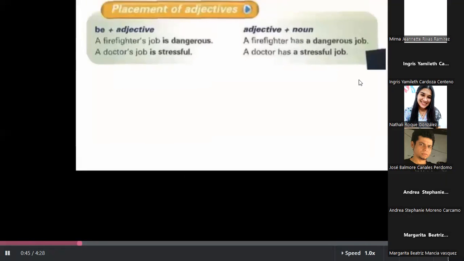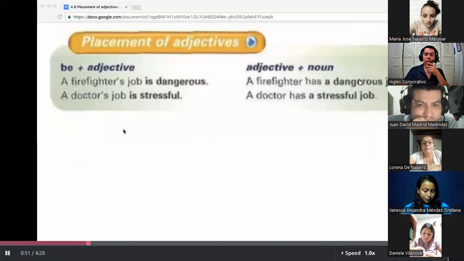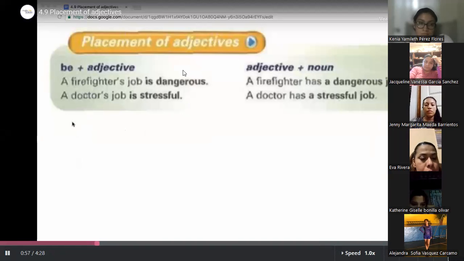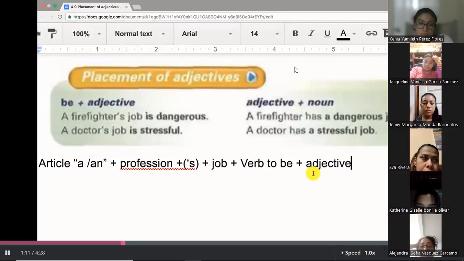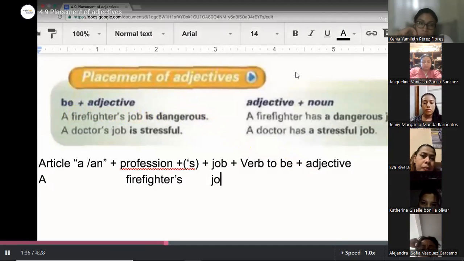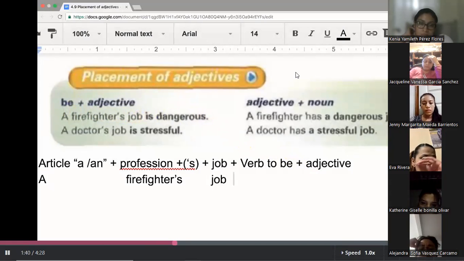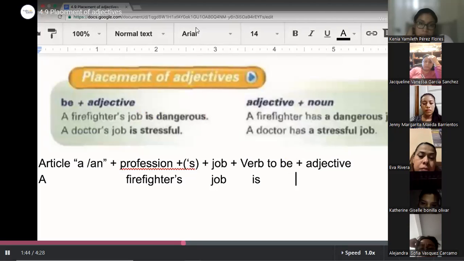In essence, what we want to learn is how to express the same thing, but in different ways. First, let's analyze the examples on the left-hand side of this chart, be plus adjective. We can follow this formula to better understand this topic. Article, a or an, plus profession, plus apostrophe s, plus job, plus verb to be, plus adjective. Now let's analyze the first example on the chart. A firefighter's job is dangerous. At the beginning of our sentence, we will typically use an article whenever we're talking about a singular job. So in this case, a. Then we have profession plus apostrophe s, which expresses possessive, plus job. After that, we're going to add the verb to be, in this case is. Finally, we put the adjective.